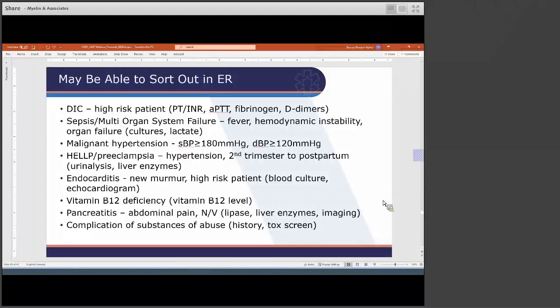HELLP and preeclampsia, you may be able to decipher in the ER. So any pregnant patient, second trimester to postpartum, presenting with hypertension, proteinuria, elevated liver enzymes, you should have a very high level of suspicion for HELLP and preeclampsia. Endocarditis is a very significant mimicker of TMA, although not a TMA itself, like new murmur, high-risk patients, so IV drug use, mechanical valve, and obviously echocardiogram and blood cultures will be very useful there.